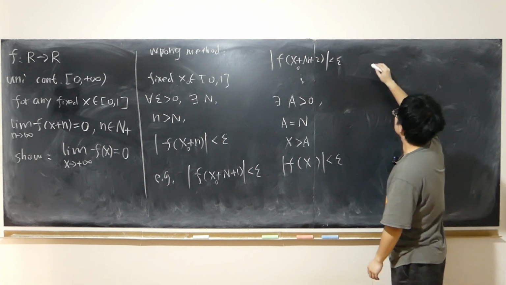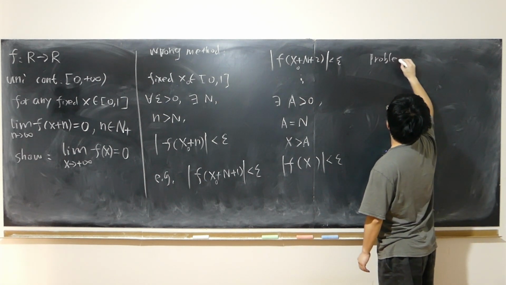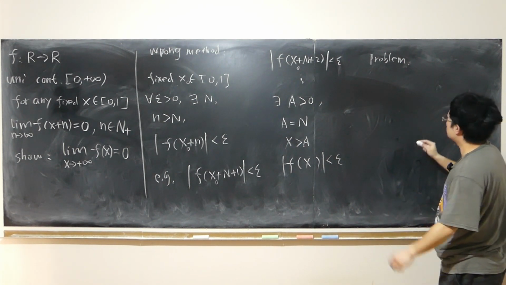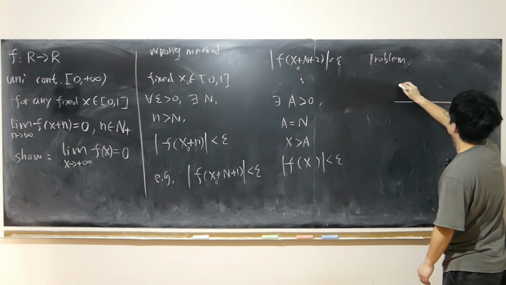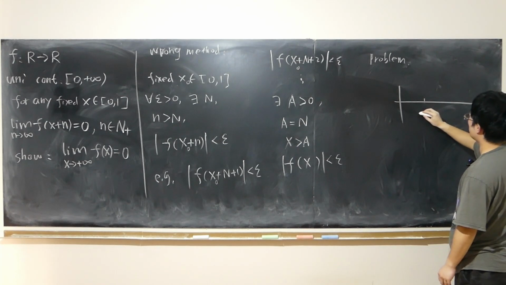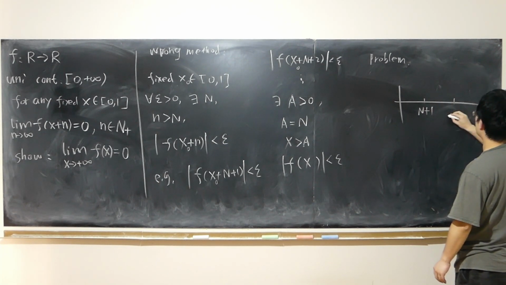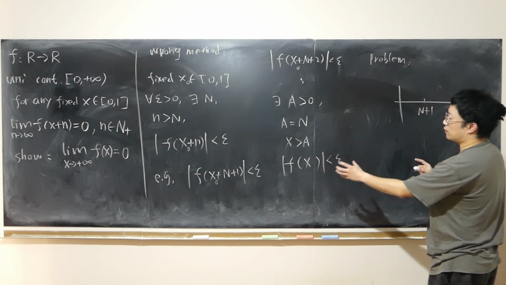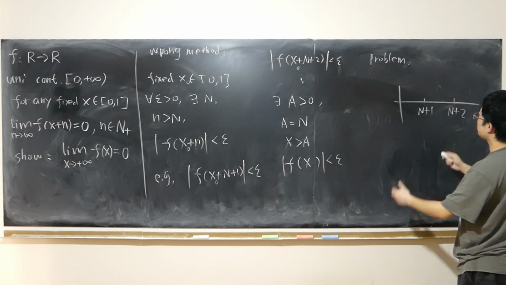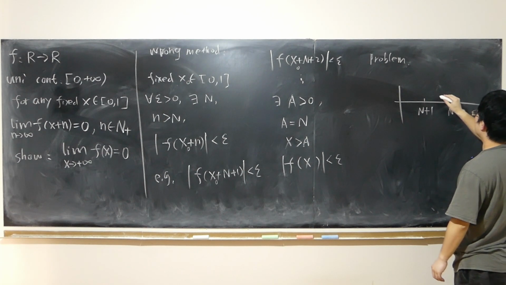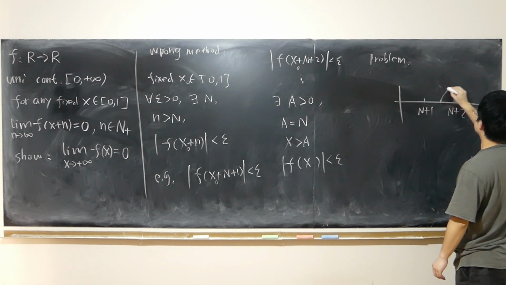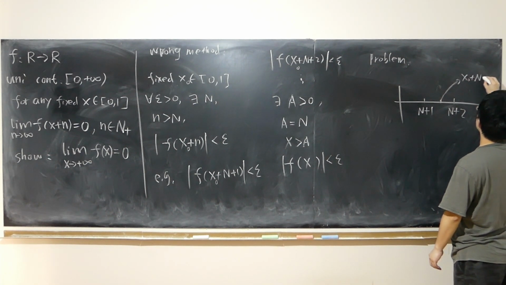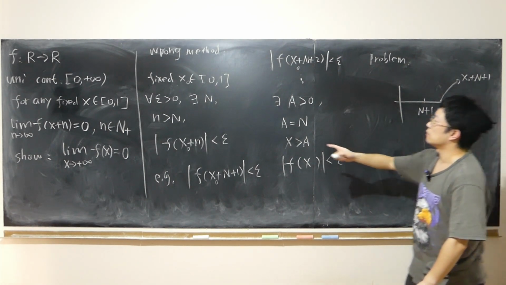But here's the problem. Here's the flaw. What happens if, for example, this point is capital N plus 1, and this point is capital N plus 2, for example. Now, it's true the inequality holds if, for example, let me just choose this point. This point, let me say, is x naught plus capital N plus 1, where x naught is this x naught.